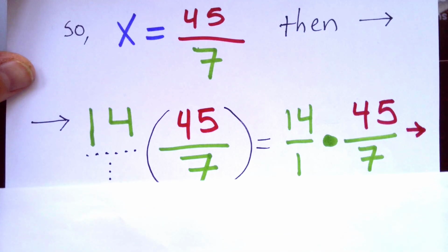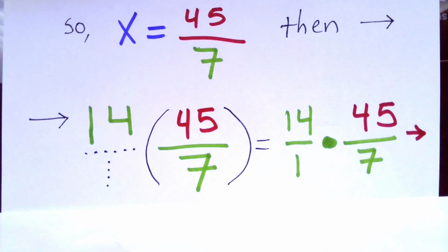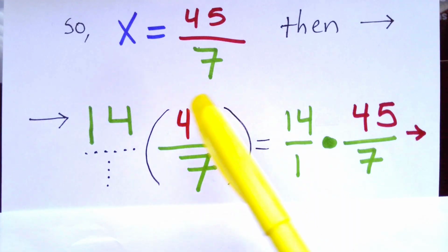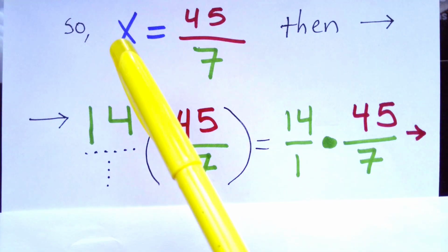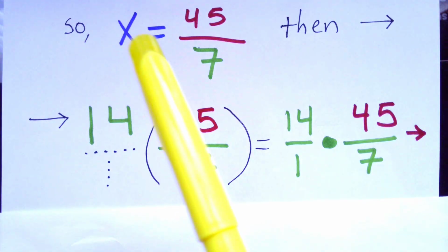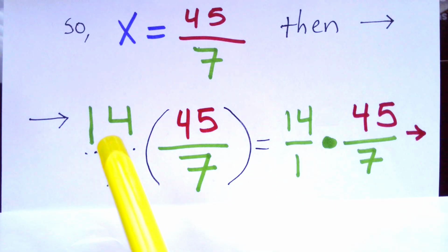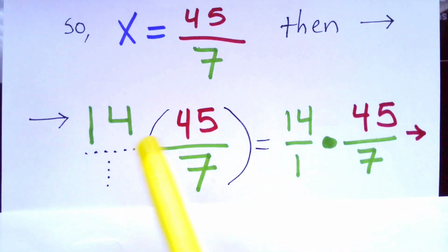So I'm substituting 45 over 7 for that x that was attached to the 14. Okay, that's all I've done. If x is equal to 45 over 7, I've replaced the x with 45 over 7. 45 sevenths is another way to say this. Remember that x was right next to that 14 value. And when you have 14 next to a variable right next to each other, it means multiply. So that's what I'm going to do here.